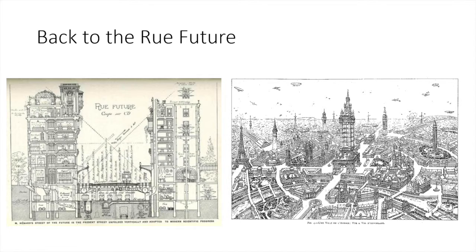So back to the Rue Future. This is 1911. Mr. Eugene Hénard, who is proposing an integrated street where the understreet is designed just in the same way as the buildings are designed, and it's all integrated and it's part of a bigger whole. I would suggest this is the sort of thing that we should be aiming for, and it should be based around people's needs, human need.